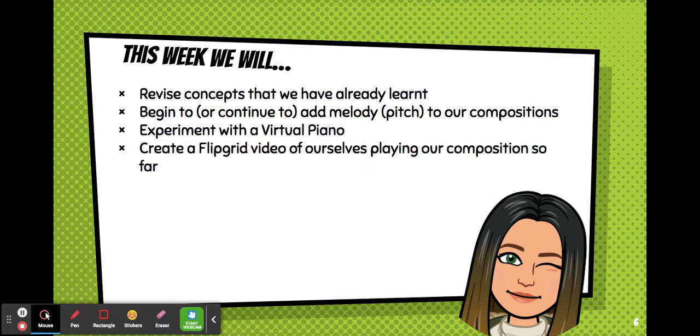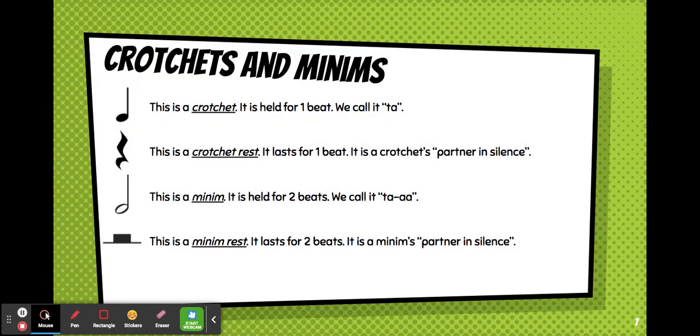This week we will be revising concepts that we have already learnt. We will begin to, or continue to if you started it last week, add melody, which is the pitch, so is it a high or a low sound, to our composition. Then we're going to experiment with a virtual piano, and finally today we will create a Flipgrid video of ourselves playing our composition so far. We're just aiming to get the first 4 bars done today, but we'll talk more about that in a moment.